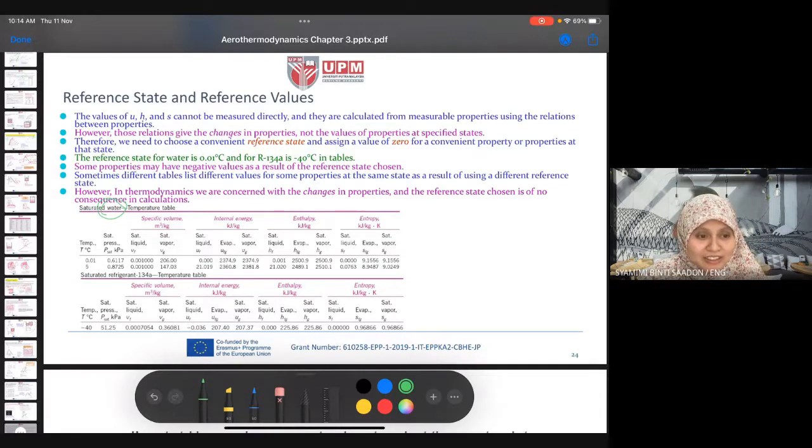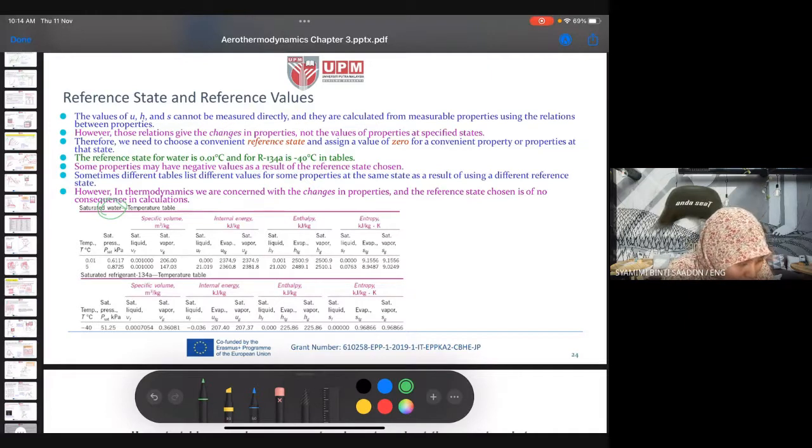The title, the name of the table. So if you want to search for this table later on, make sure you read carefully. The table is about what, water or refrigerant or any other fluid. Because you will have different values.